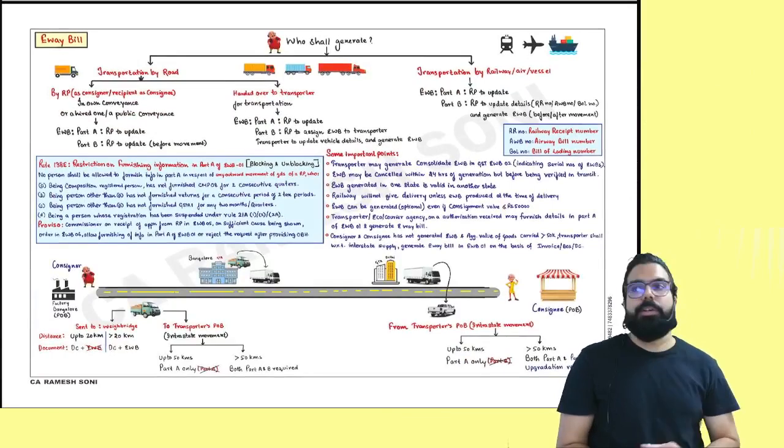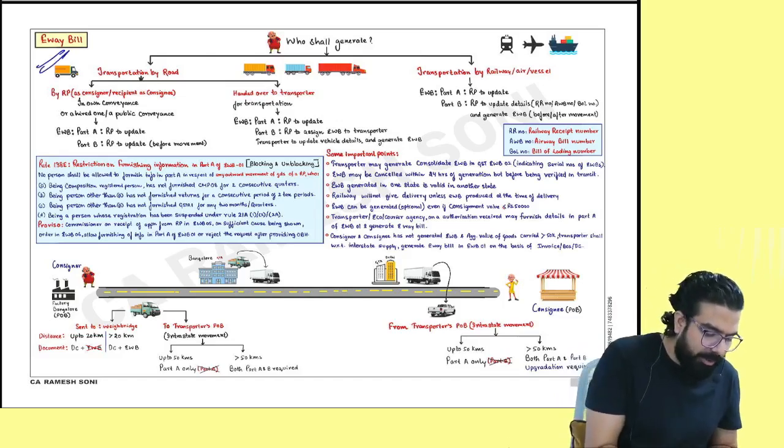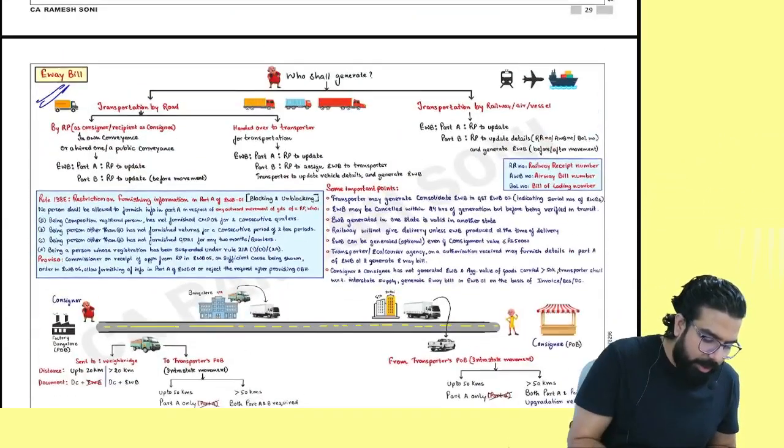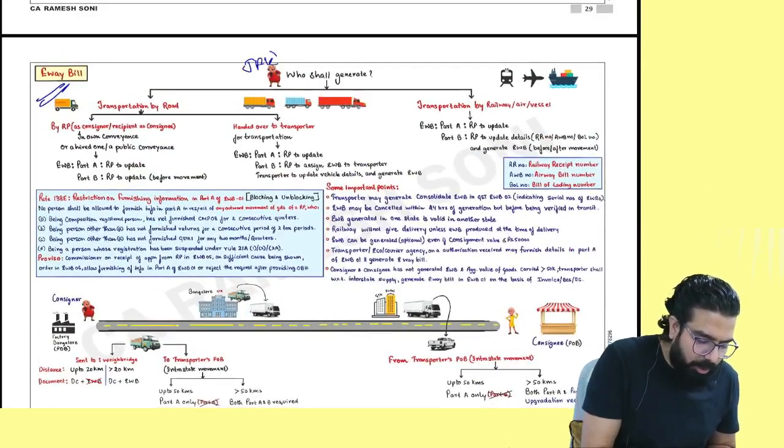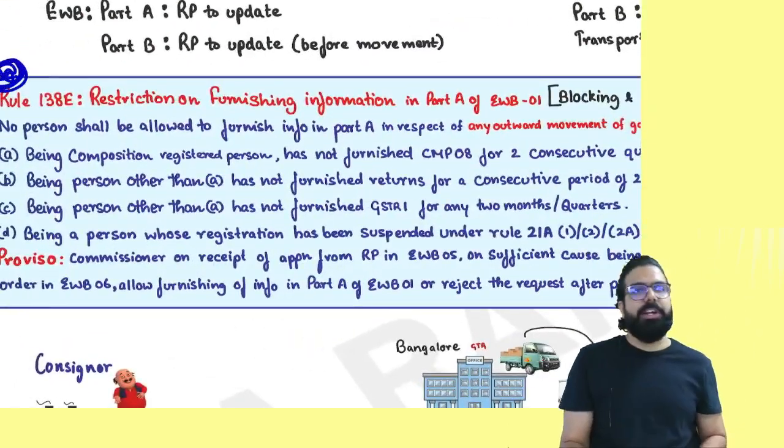Please come to the next chart. Everyone over here now. There are some scenarios. The above portion is just for your knowledge. Nothing to explain. Here, the most important part is rule number 138E.